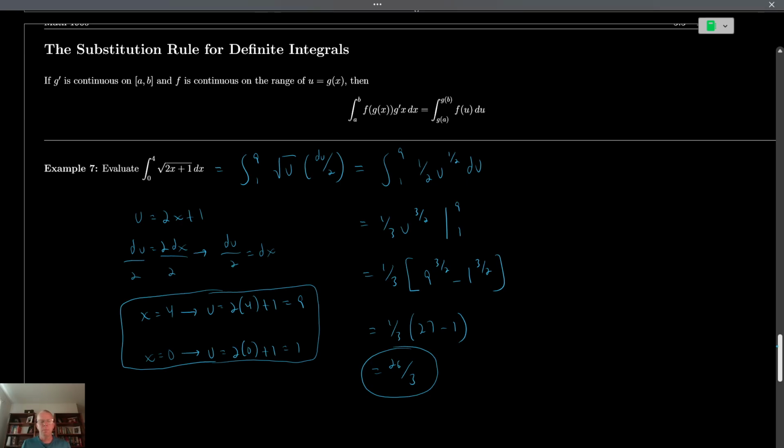Okay. So that's the main new thing with the definite integral, figuring out what the new limits of integration are. And so when you do the substitution with u, put the new limits of integration. If you put the old limits, it doesn't work, obviously.